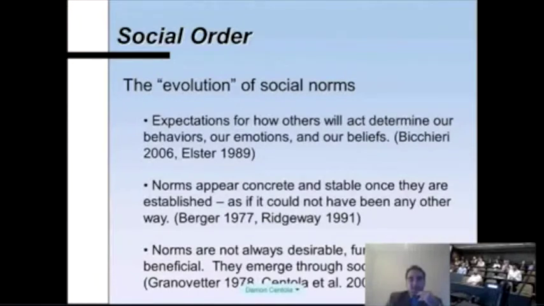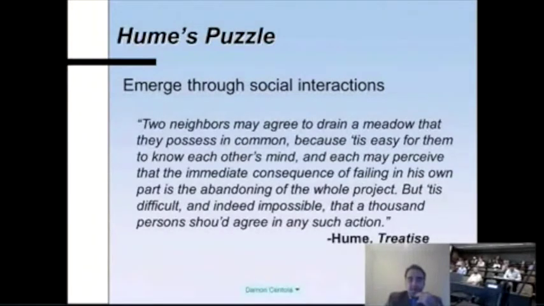And so what this tells us is that the existence of a norm in society, through this evolutionary process, doesn't tell us anything about why it's there. The norm itself is a kind of function of this social process, which really raises the question: where do these norms come from? Right? How do we actually get a grip on them in the first place?